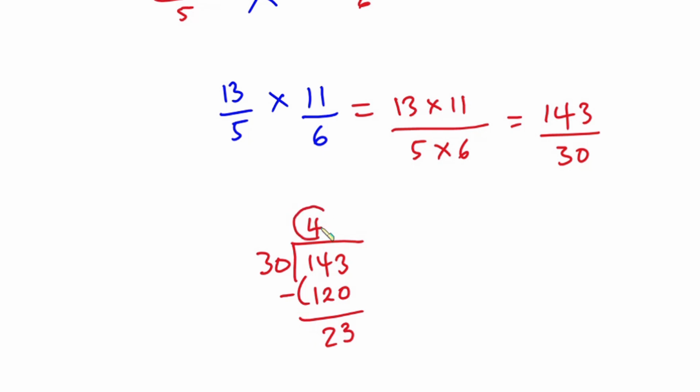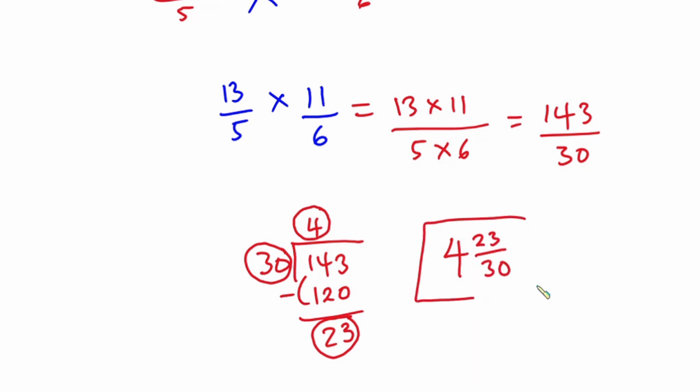This is what we call the quotient, which represents the whole part of the mixed fraction. Then 30 is the divisor, which is the denominator of the fractional part. Then we have this one to be the remainder, which is the numerator of the fractional part. So putting everything together, we have 4 whole number 23 over 30. And this is our final answer.